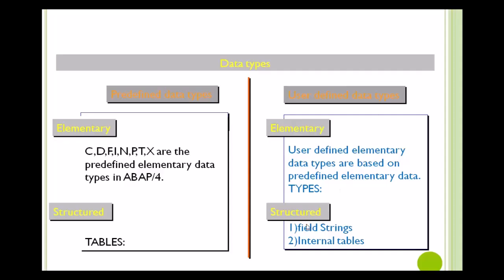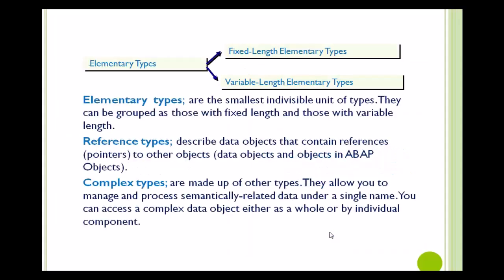And under user defined data types there is a structure type. There are two types: one is field strings and internal tables. First we'll focus on elementary types. Elementary types are of two types: one is a fixed length elementary type, and the other is a variable length elementary type.